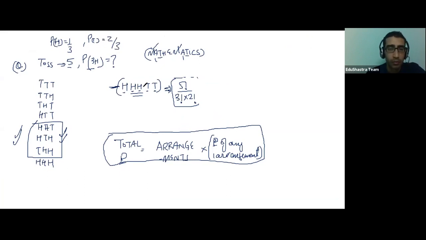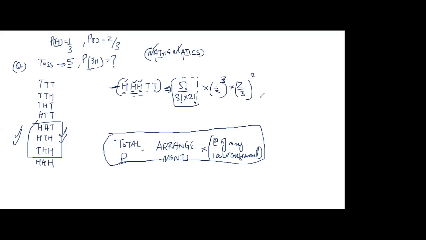So firstly, from 5 possibilities, you want to get 3 heads, the answer will be exactly the same. Number of arrangements would be 5 factorial upon 3 factorial into 2 factorial. However, the probability would change, because now getting heads in the first 3 tosses is going to be 1 by 3 into 1 by 3 into 1 by 3, 1 by 3 whole cube. And then getting tails is going to be 2 by 3 into 2 by 3, 2 by 3 whole square. That is the only real difference. Is this clear? Okay.